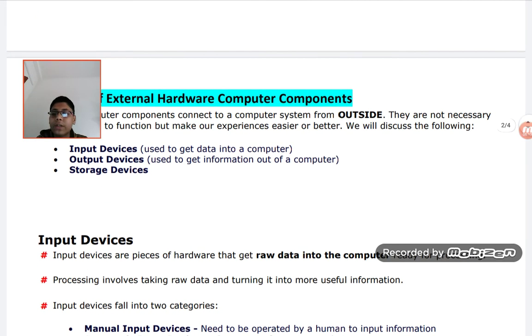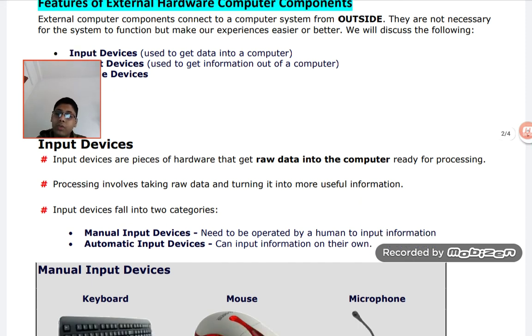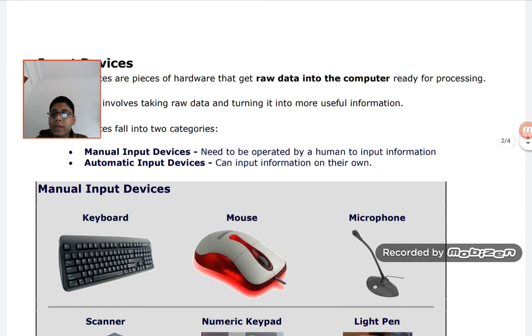Now let's start with input devices. Input devices are pieces of hardware that get raw data into the computer ready for processing. Processing involves taking raw data and turning it into more useful information. Input devices fall into two categories. First, manual input devices, which need to be operated by a human to put in information. Next, automatic input devices, which can input information on their own. Now I will show you pictures of some manual input devices.